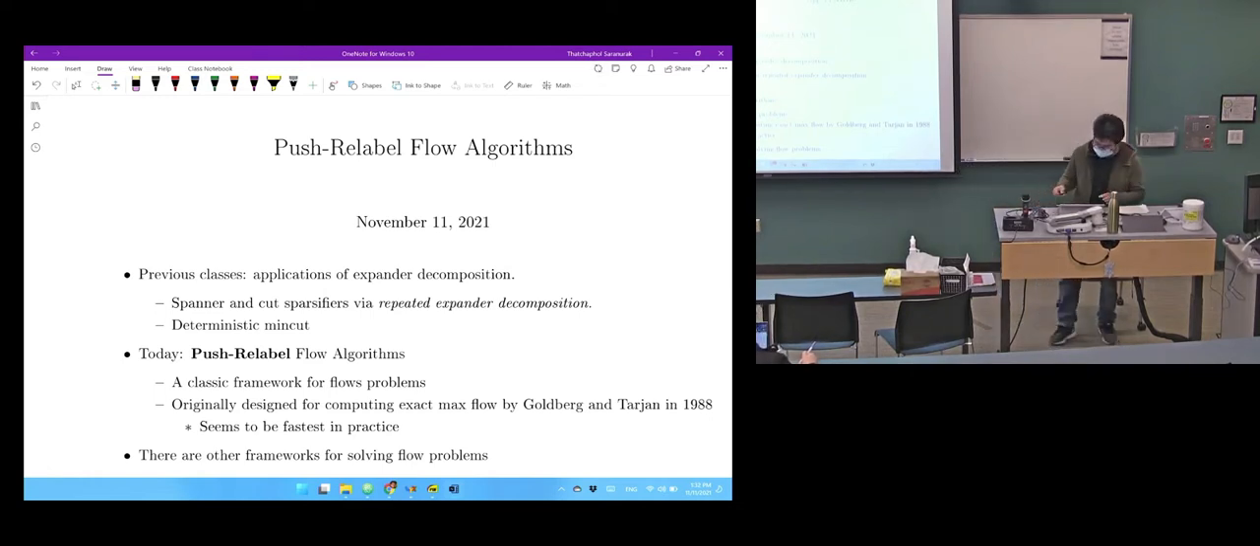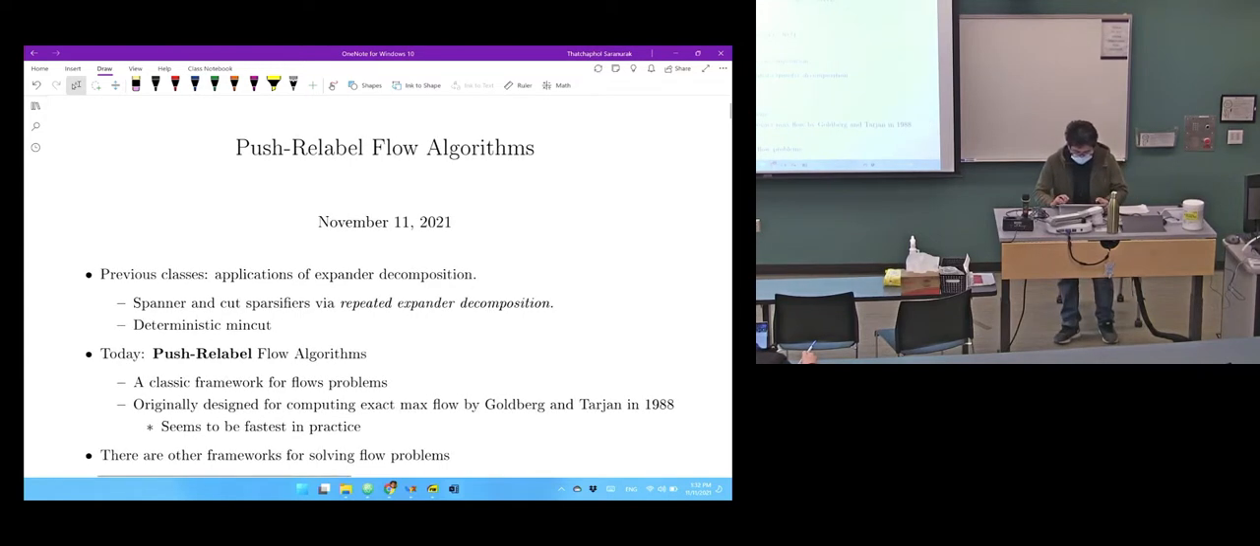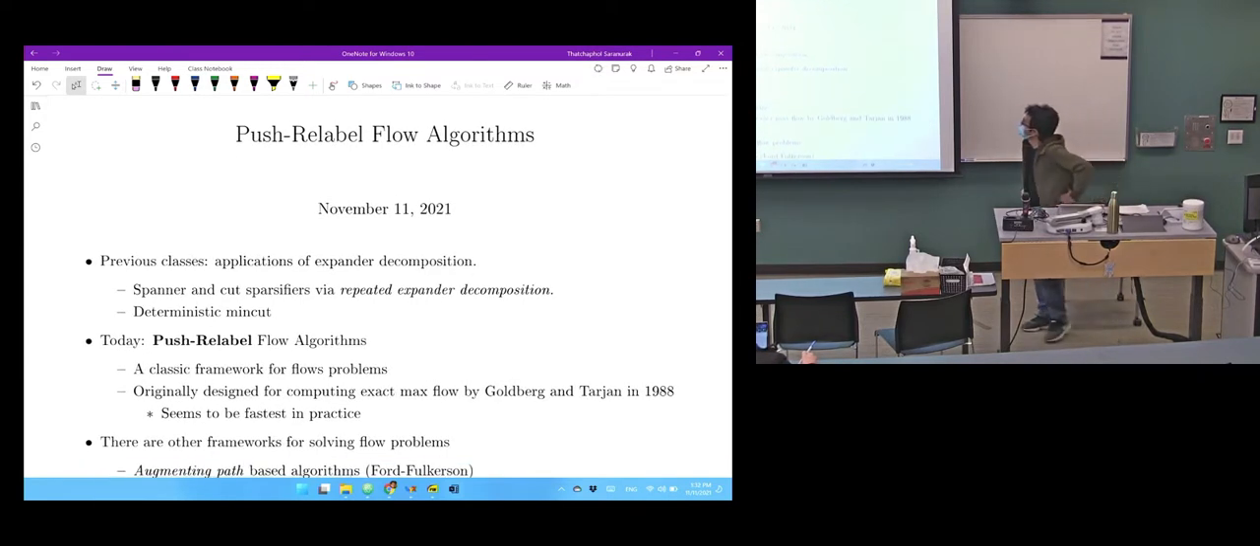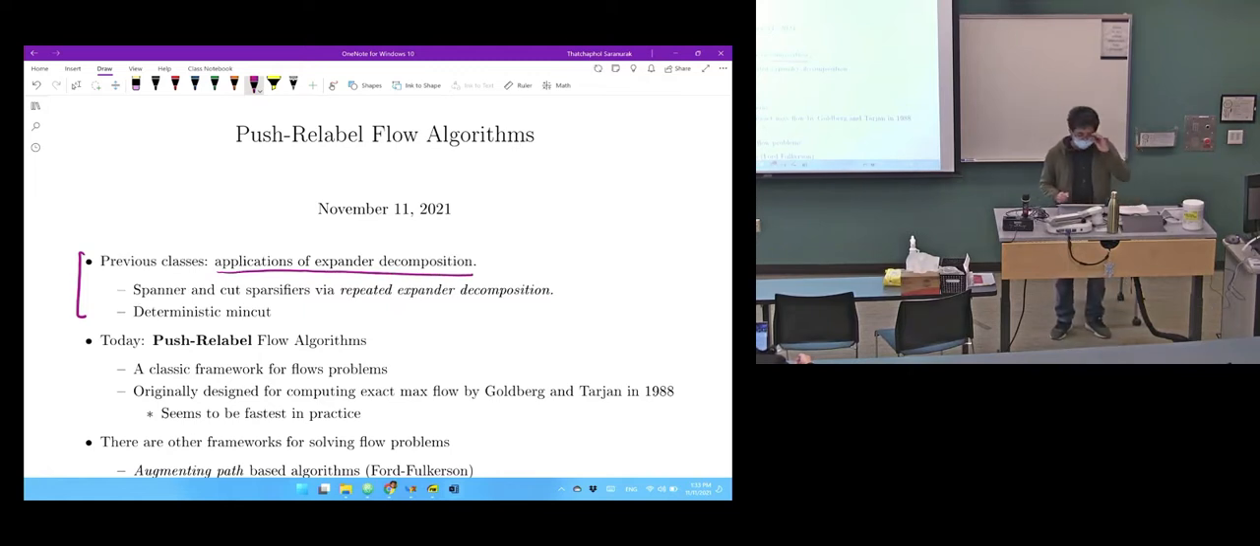Okay, so I'm back, and so we are going to talk about new things. But just to recap a bit, from previous classes, we have seen applications of expander decomposition. There are two main things. One is spanner and cut sparsifier.